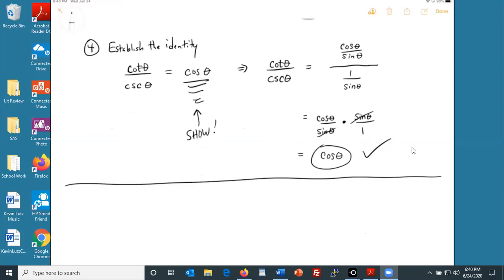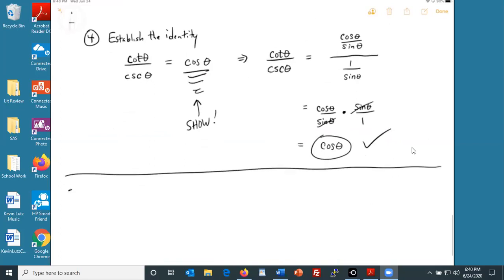Okay, so those are the first two types of identities. Let's do now the third type, which we call the even and odd identities.